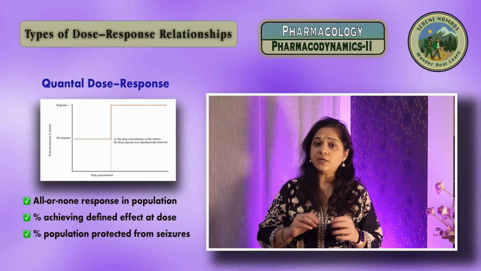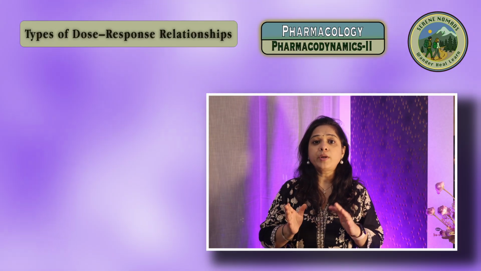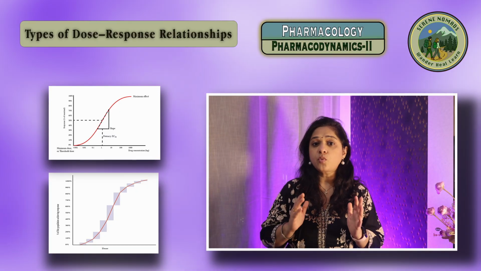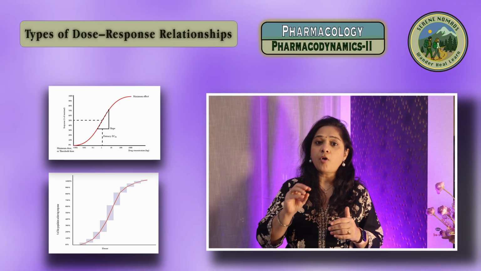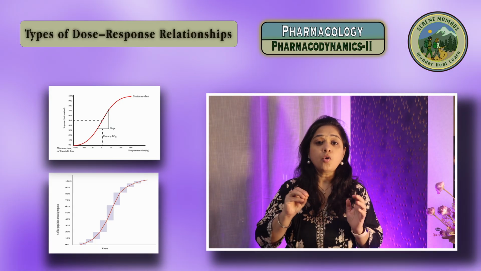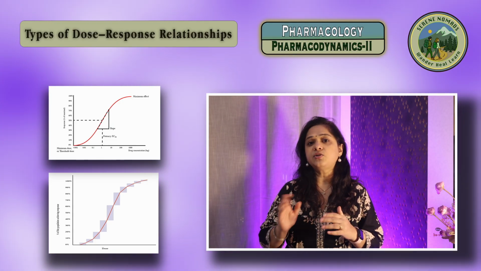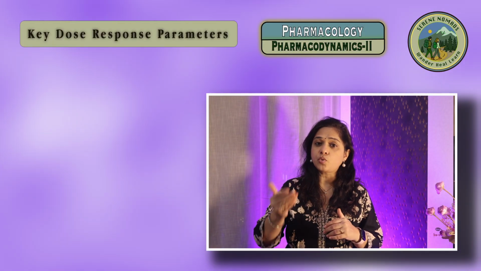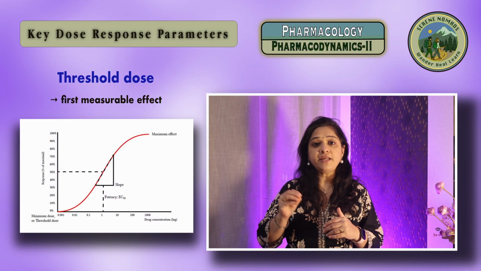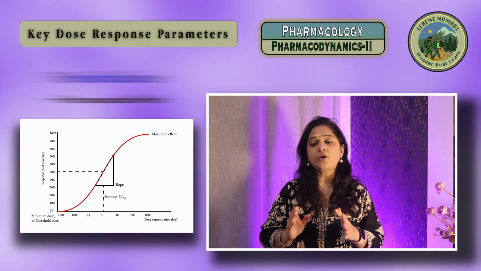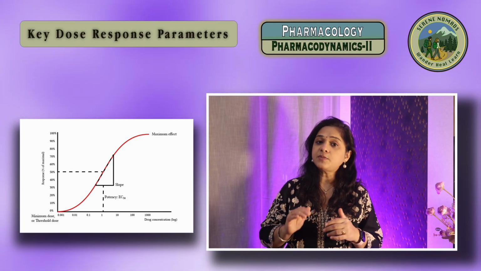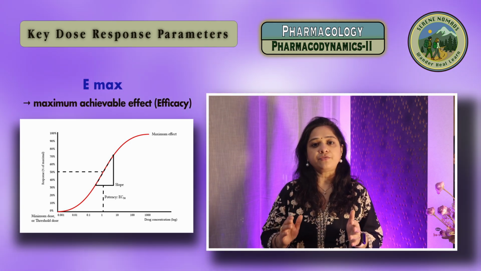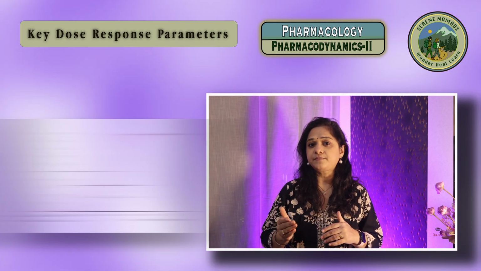A graded dose response curve is a sigmoid curve showing dose on the x-axis and response on the y-axis, whereas quantal dose response curves plot the percentage of individuals who show a defined effect at various doses. The threshold dose is where the drug begins to show an effect. EC₅₀ is the dose that gives 50% of maximal response. This is potency. Emax is the maximum effect the drug can achieve. This is known as efficacy.